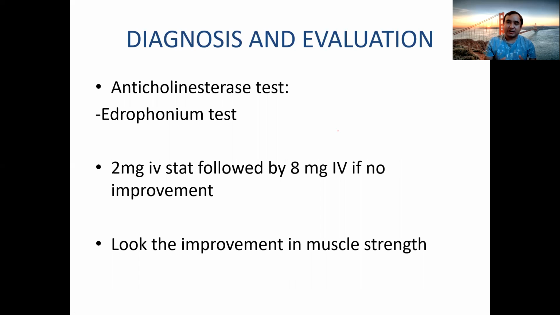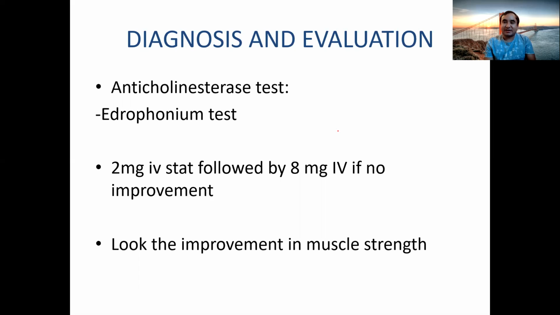we usually do, that is called the edrophonium test, in which we give 2 mg of edrophonium, which is also followed by 8 mg, and after giving the edrophonium we have to look whether there is improvement in ptosis or not, whether there is improvement in the muscle weakness or not. Edrophonium is a short acting anticholinesterase, meaning that it inhibits the anticholinesterase.